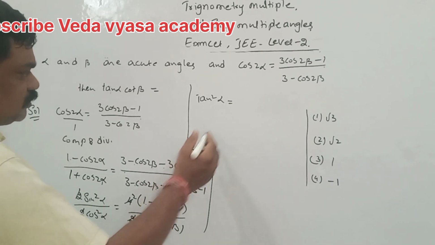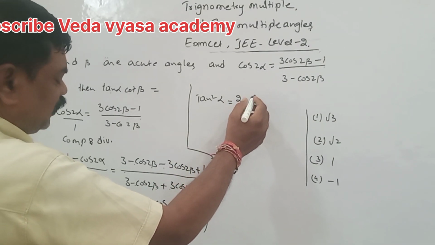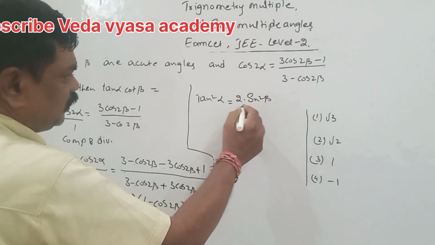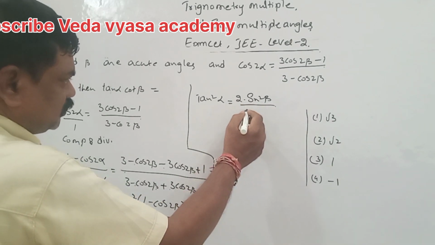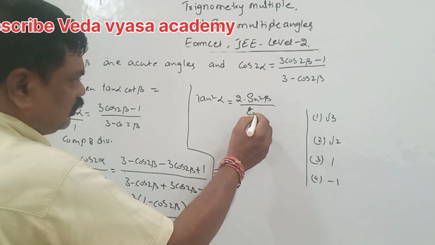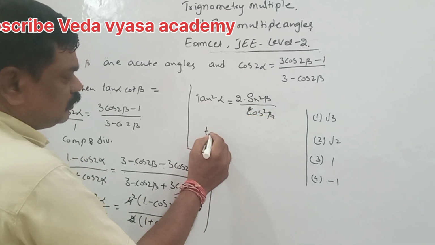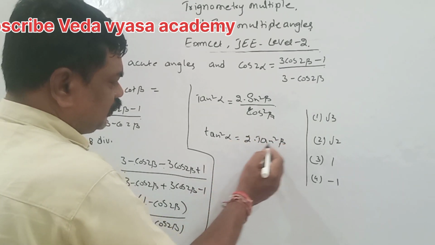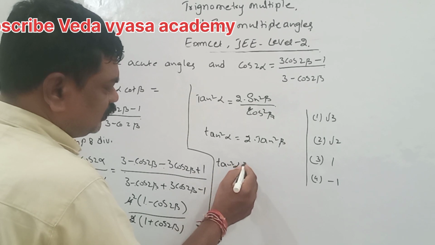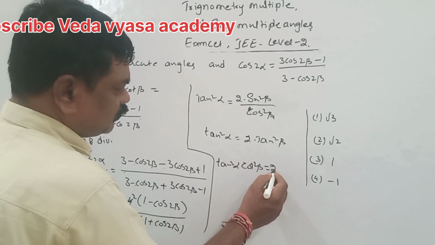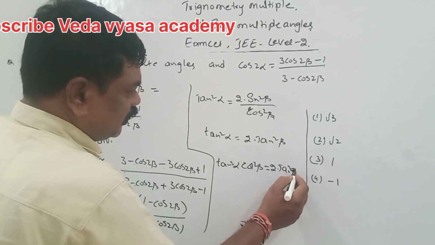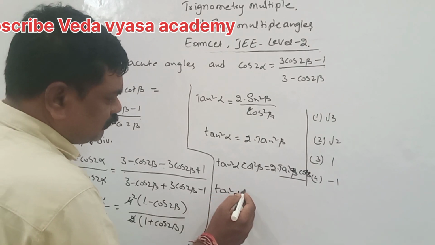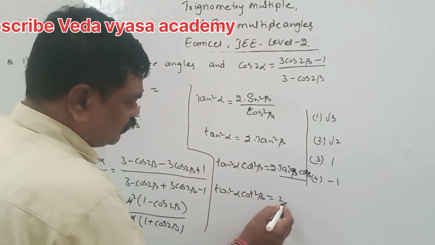So the 2s cancel, and tan square alpha is equal to 2 into this value, sin square beta by this value, cos square beta. So tan square alpha is equal to 2 into tan square beta. Tan square alpha into cot square beta is equal to 2 into tan square beta into cot square beta. This value is 1. So tan square alpha into cot square beta is equal to 2.